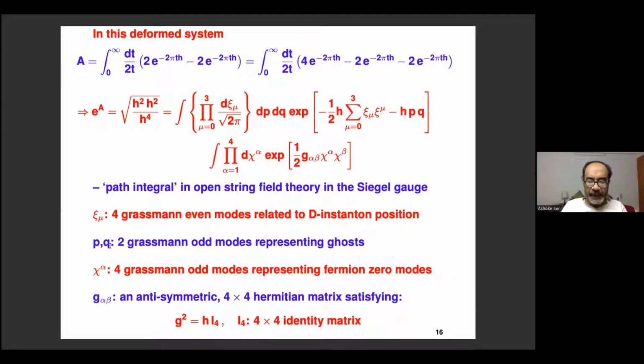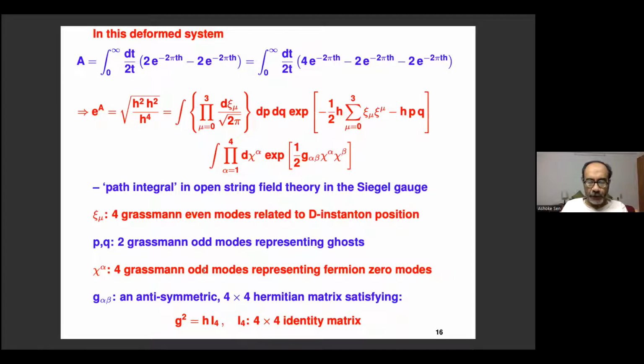The p and q will again be 2 modes that are coming in string field theory from the Nebuchadnezzar sector, but these are Grassmann odd modes, and those represent ghost fields. These are in fact the ghosts that arise from gauge fixing, and we will see explicitly how these ghosts arise out of gauge fixing. And the chi alphas are the 4 Grassmann odd modes. They represent fermionic zero modes. Again, these you can identify by looking at string field theory.